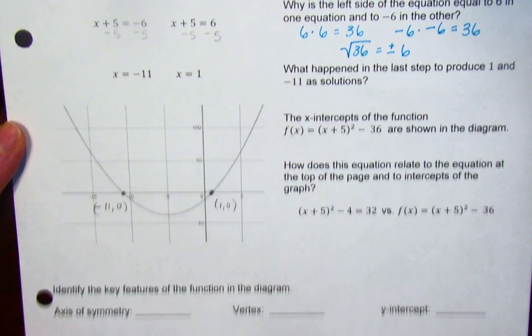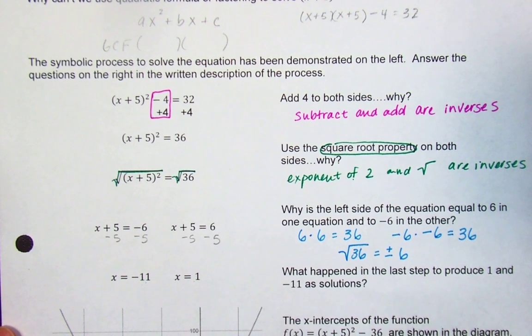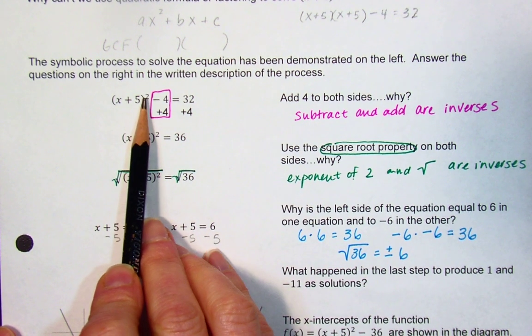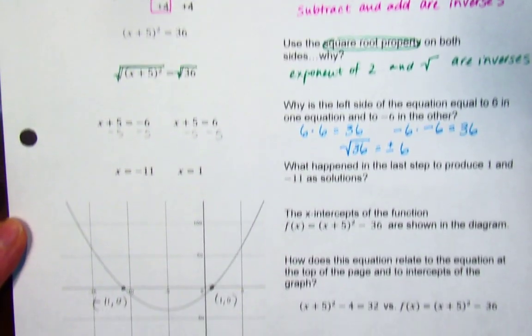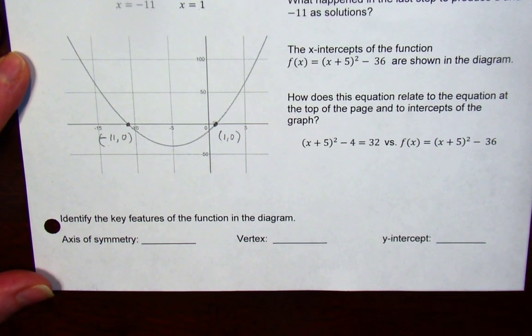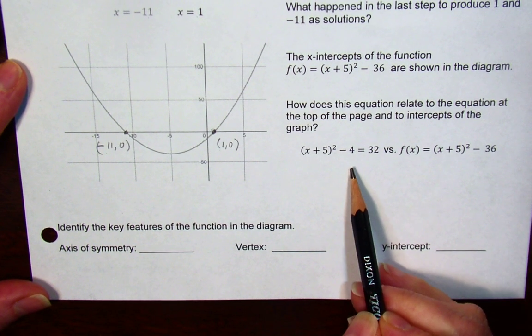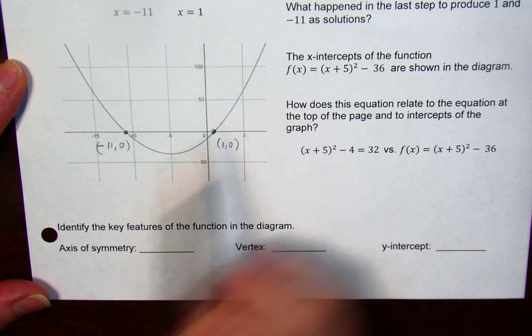And then it says, how does this equation, this one here, relate to the equation at the beginning? The equation at the beginning was x plus 5 quantity squared minus 4 equals 32. Somehow it's telling us that these 2 equations are related. Here's the one from the beginning. Here's the one that is graphed here.